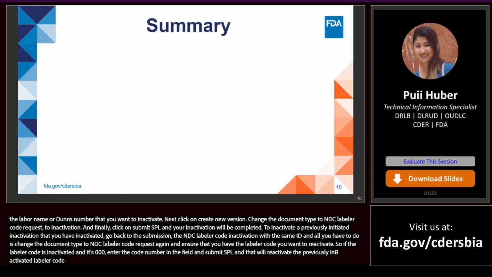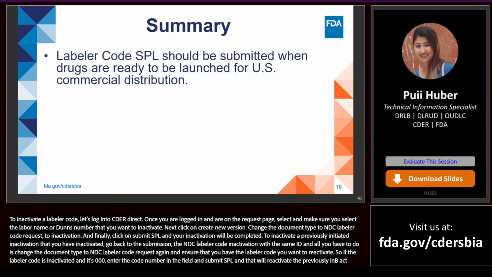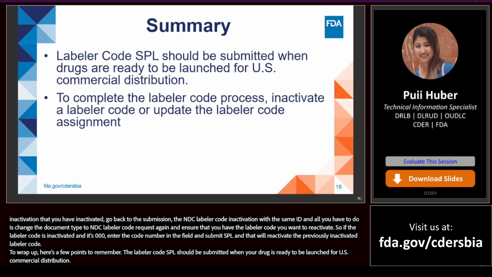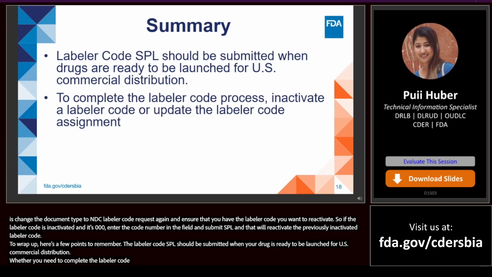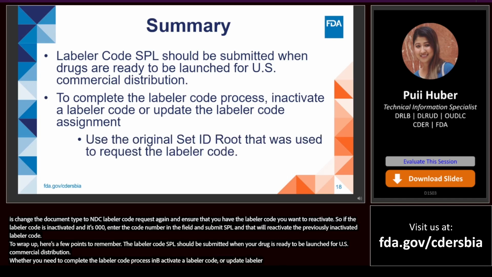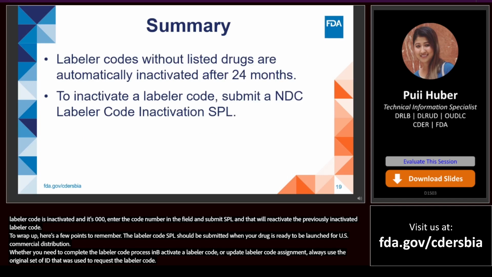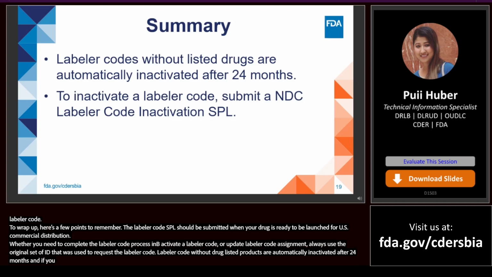To wrap up, here are the key points to remember. A labeler code SPL should be submitted when your drugs are ready to be launched for U.S. commercial distribution. Whether you need to complete the labeler code process, inactivate a labeler code, or update the labeler code assignment, always use the original set ID that was used to request the labeler code. Labeler codes without listed drug products are automatically inactivated after 24 months. And if you need to inactivate a labeler code manually from the industry, submit an NDC labeler code inactivation SPL.